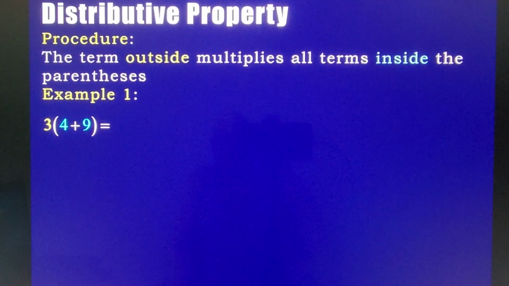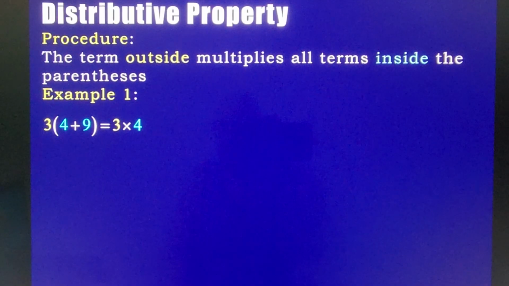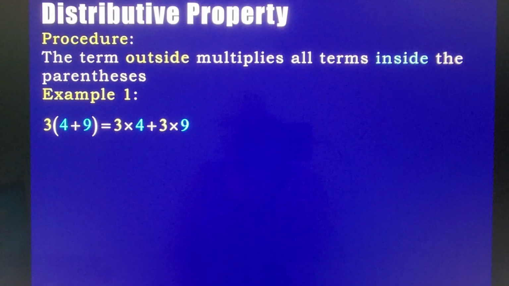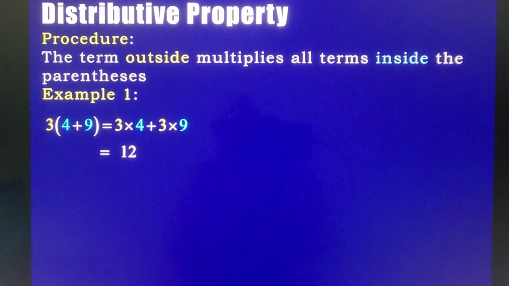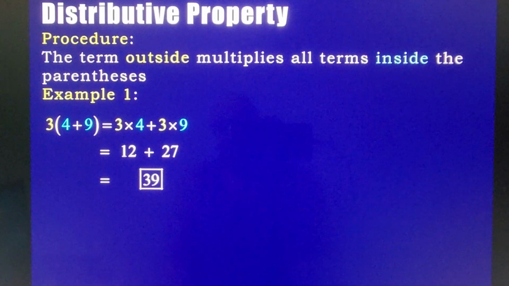So 3 times parentheses 4 plus 9, I do 3 times 4, then the sign that follows the 4 is plus, so it'll be 3 times 9. 3 times 4 plus 3 times 9. Once you have expanded, that is called expansion. Once you have applied the distributive property, you can just do your calculations. 3 times 4 is 12, plus 3 times 9 is 27, and 12 plus 27 gives you 39.